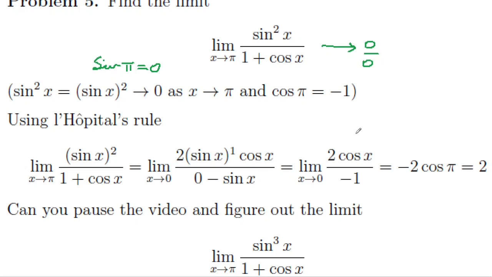So we can apply L'Hopital's rule. Taking the derivative of sine squared x in the numerator gives us 2 sine of x to the power 1 times the derivative of sine of x, which is cosine of x, and that's our friend the chain rule.